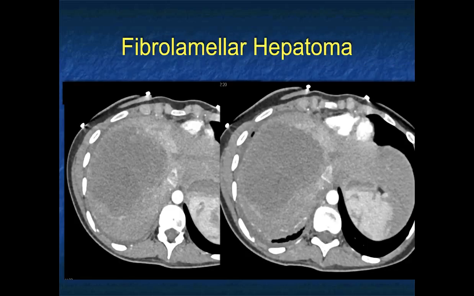This was a case of fibrolamellar hepatoma. Again, another hepatoma, which is hypovascular. I'm not showing you an abscess here, but I wanted people to think about it. Not every hepatoma is in a cirrhotic liver, and this patient's history made people think about an abscess, but this was a fibrolamellar HCC.